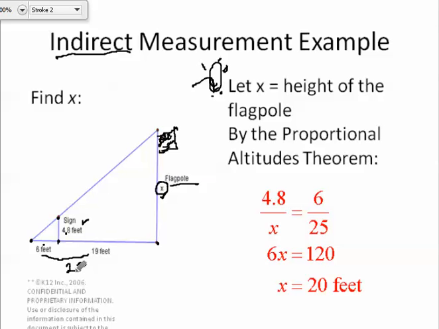Where did the 19 come into play? I had to add that to the 6 to get the whole length from here to the flagpole. Okay? That's where that one came into play. And when you solve that down, you're going to get 20 feet tall. So it's a 20-foot tall flagpole. Okay?